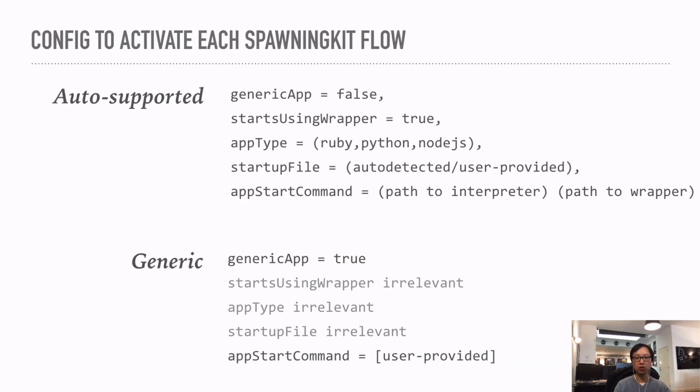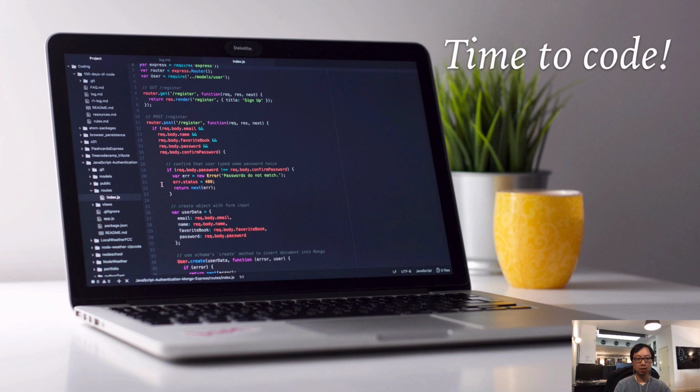And here's the configuration to activate the different SpawningKit flows. For the generic flow, we just need to set the generic app field of the configuration object to true, and to set the app start command field to the user provided value. Most of the other config in the object then becomes irrelevant in the generic flow. So now that we have a plan, let's start coding.